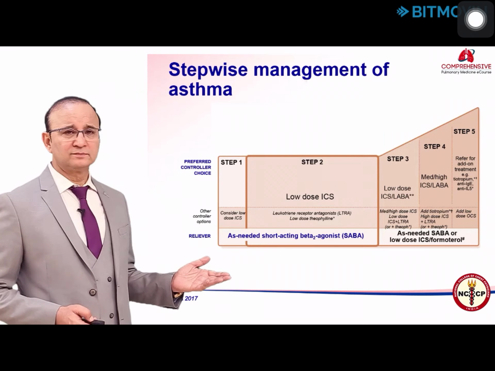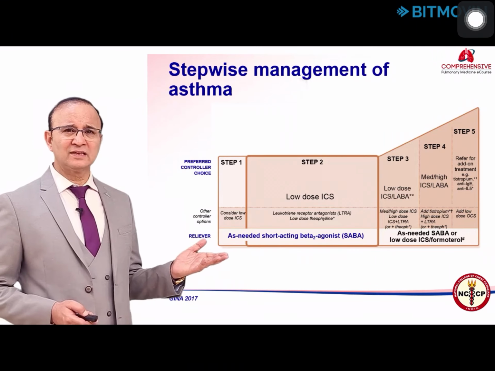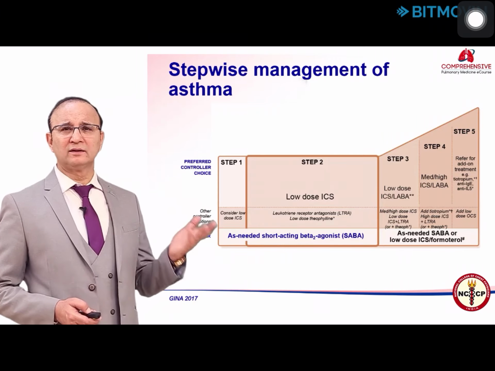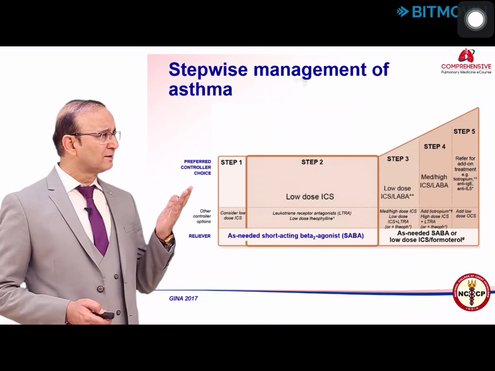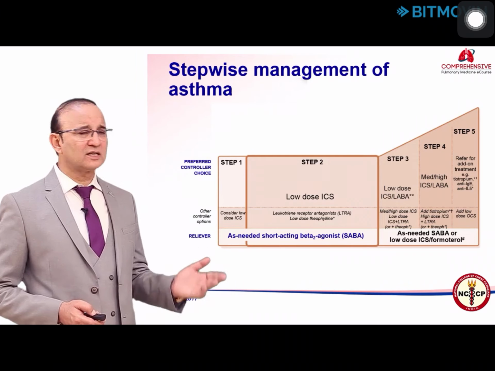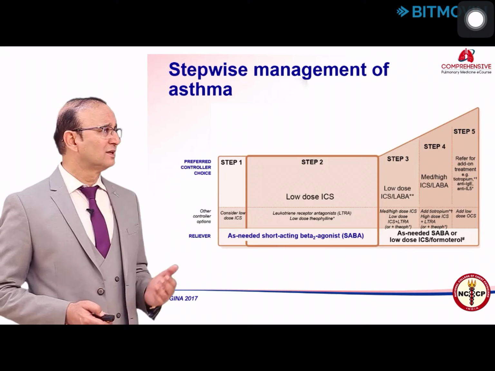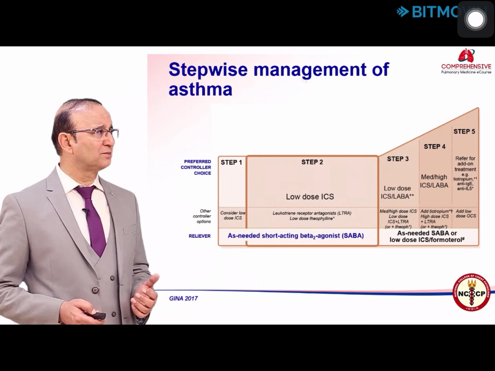In step 1, you consider as-needed SABA in a patient who has fewer symptoms. If it's not controlled, you add low dose inhaled steroids in step 2. If the patient is not controlled, then you add low dose inhaled steroids along with a LABA. If the patient is still not controlled, you go on to a medium and high dose inhaled corticosteroid and LABA combination.